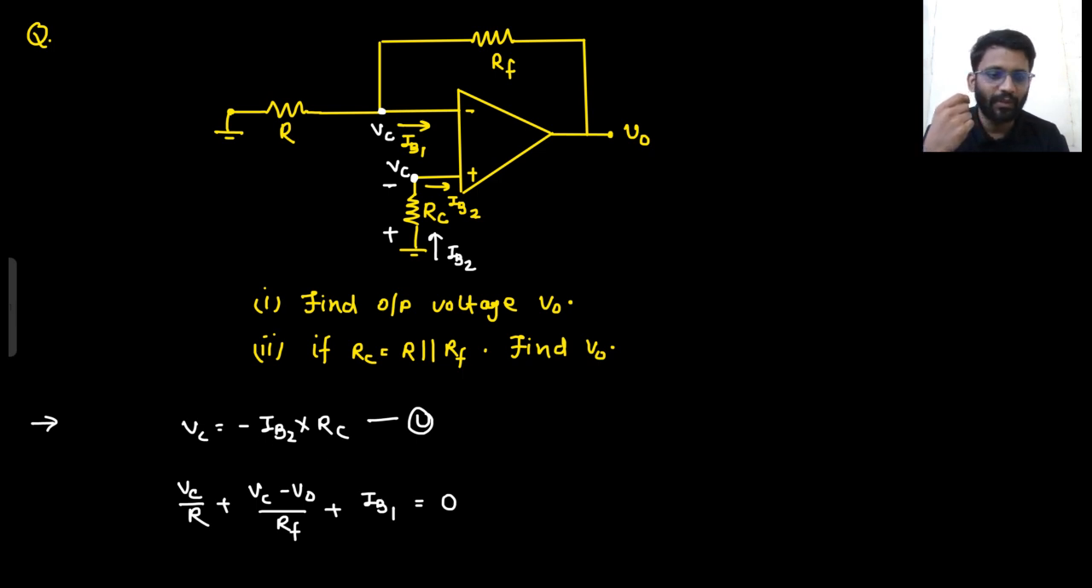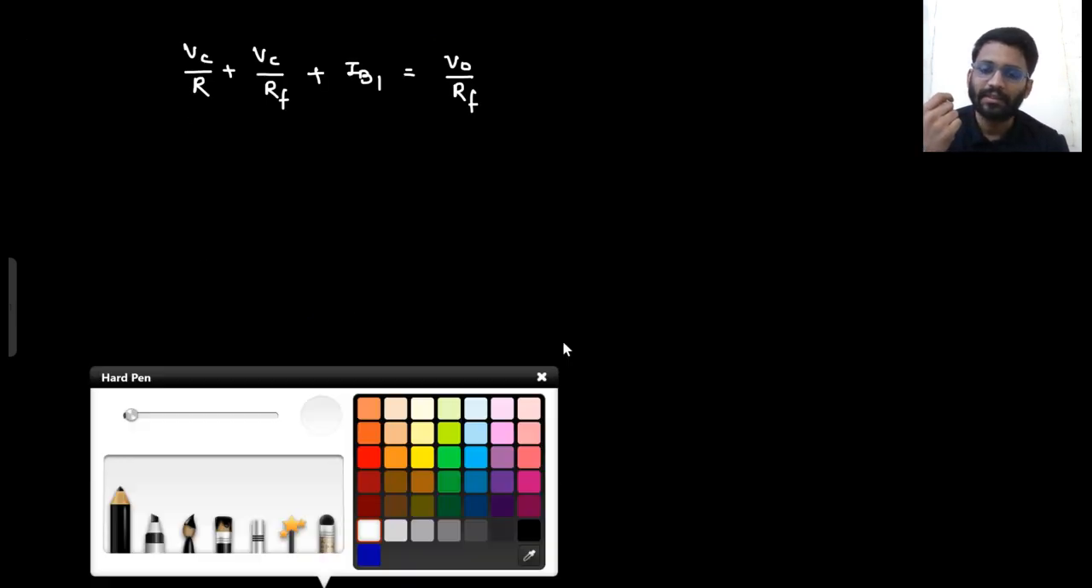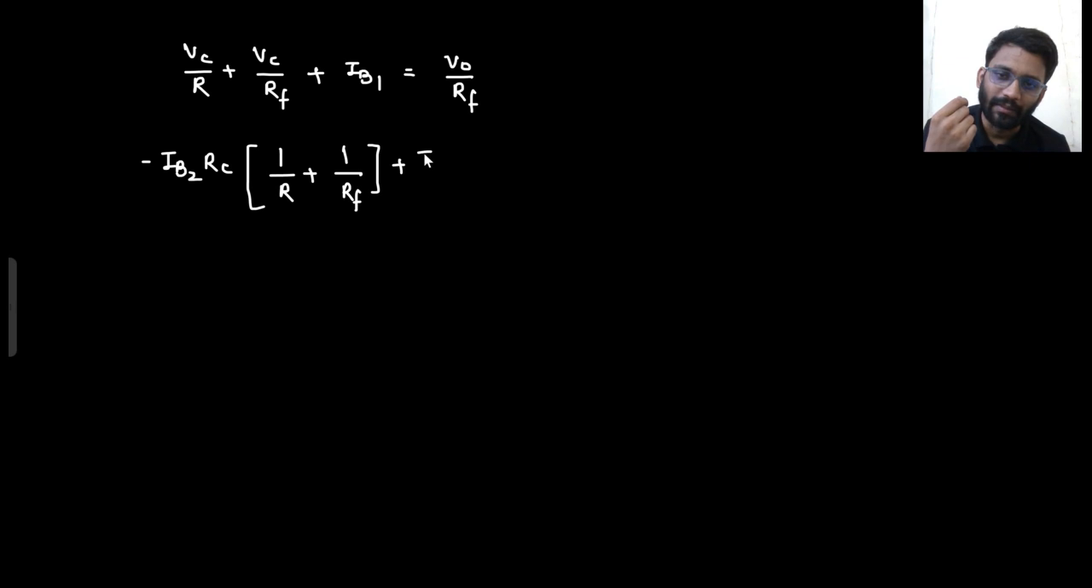Now VC, what is VC? I am taking VC common. VC is minus IB2 into RC. So minus IB2 into RC into 1 by R plus 1 by RF, plus IB1 is equal to V naught by RF. Then simply this RF you can take here in the multiplication.